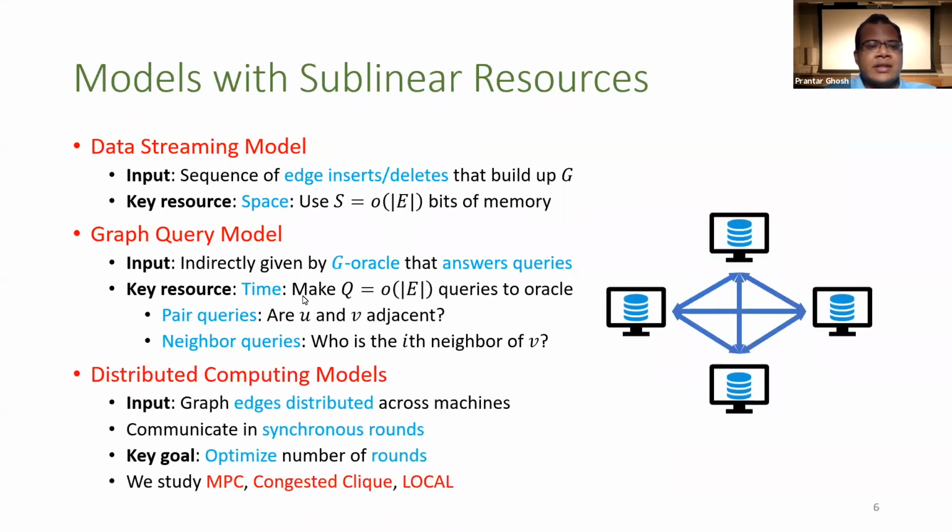We also study a number of distributed computing models, namely the MPC, congested clique, and the LOCAL models of computation. I won't go into the exact definitions of these individual models, but the main common setting that they have is that the graph edges are distributed across the processors, which communicate in synchronous rounds, and our goal is to optimize the number of rounds, subject to the various communication and space restrictions that these individual models have.